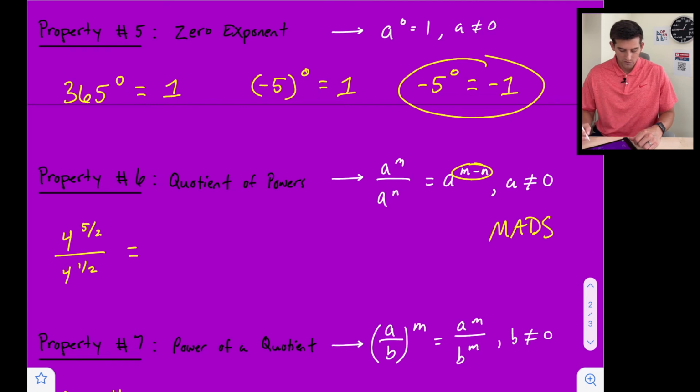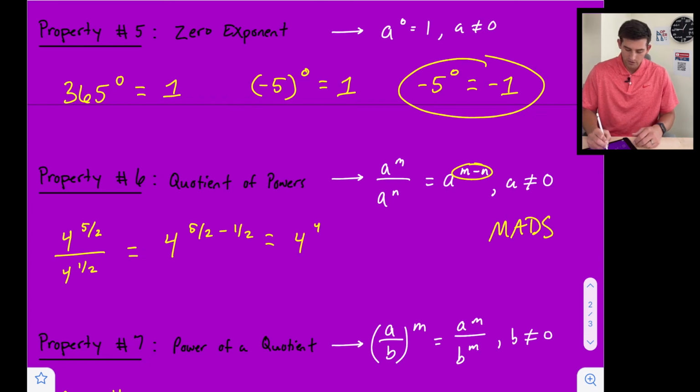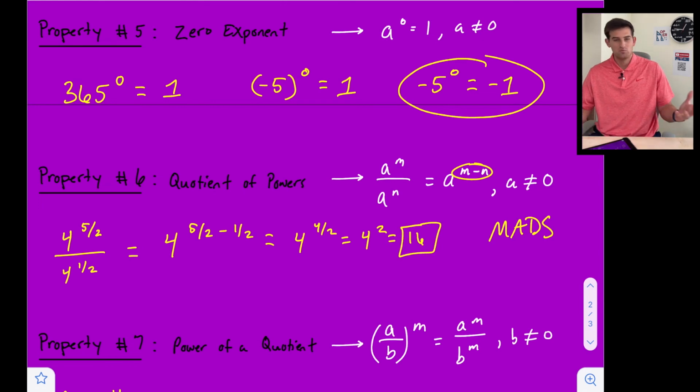So our example is 4 to the 5 halves divided by 4 to the 1 half. So we could write this as 4 to the 5 halves minus 1 half. Okay. So 5 halves minus 1 half, that's going to give us 4 to the 4 halves, which would be 4 squared, which would be 16. Okay. So bases were the same. We kept the base. We subtracted those exponents to simplify our answer.